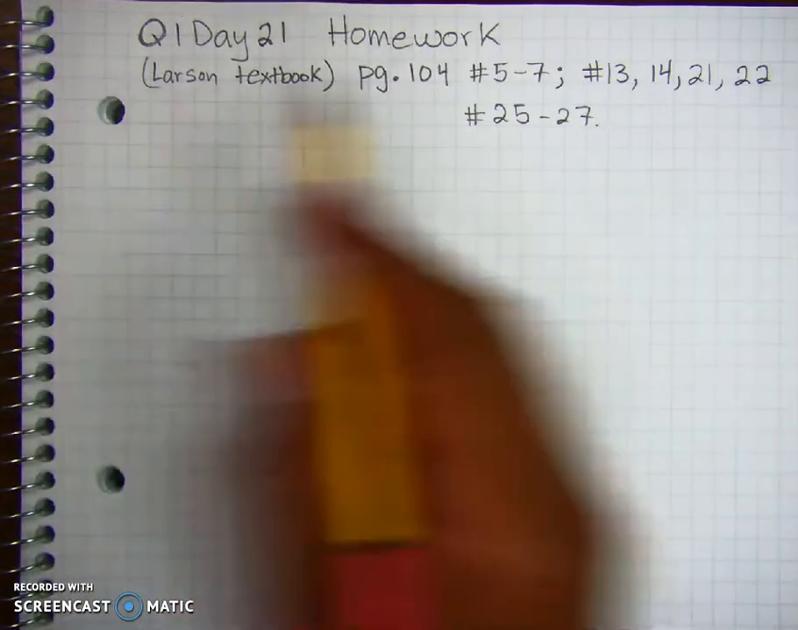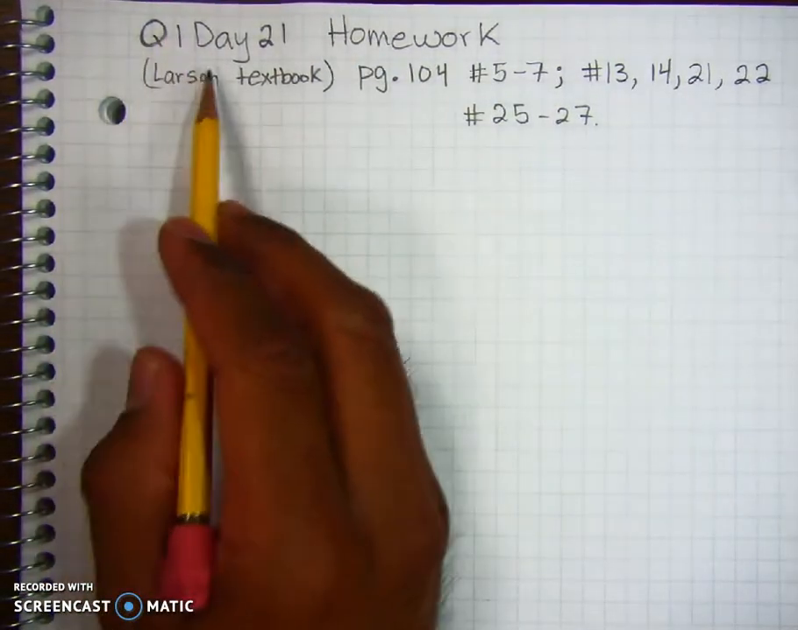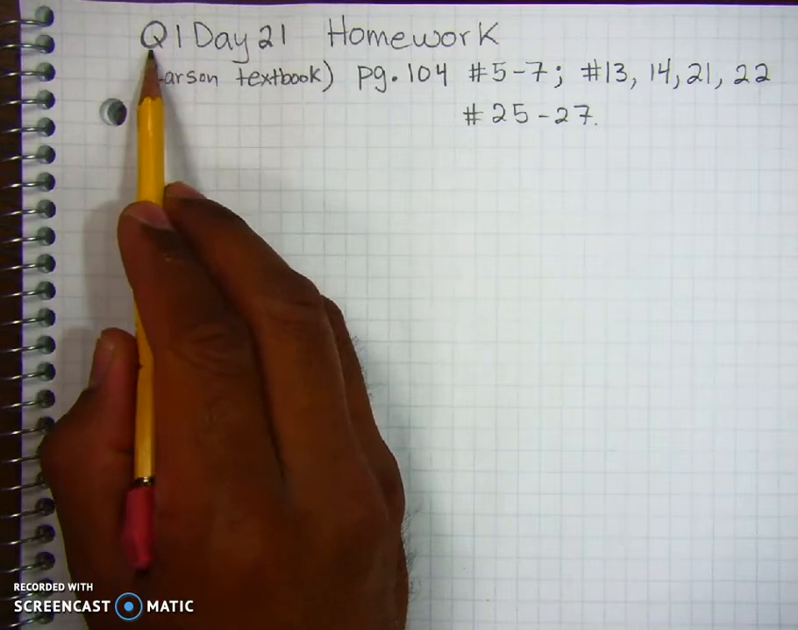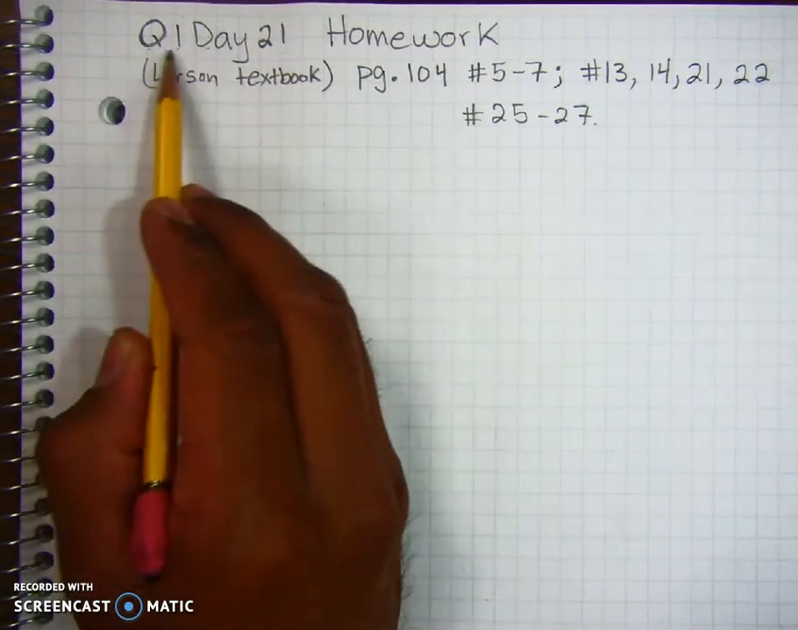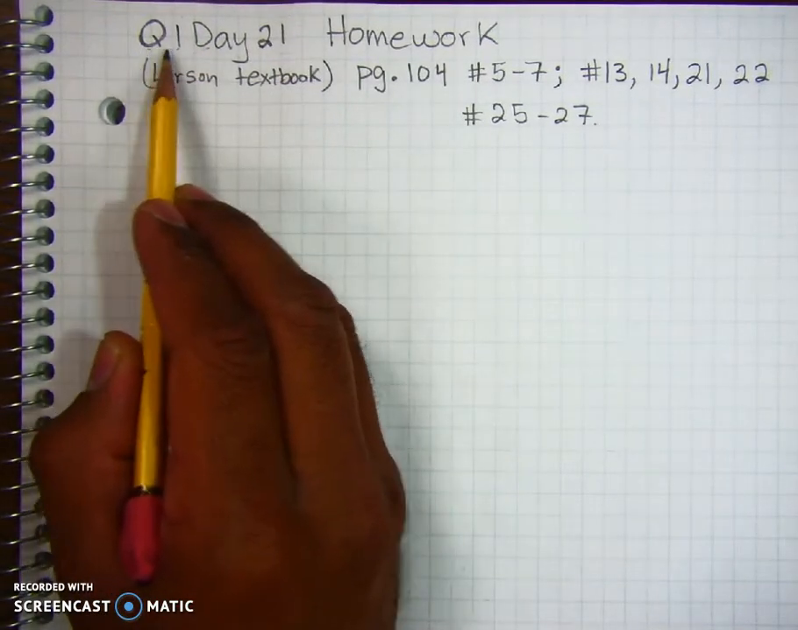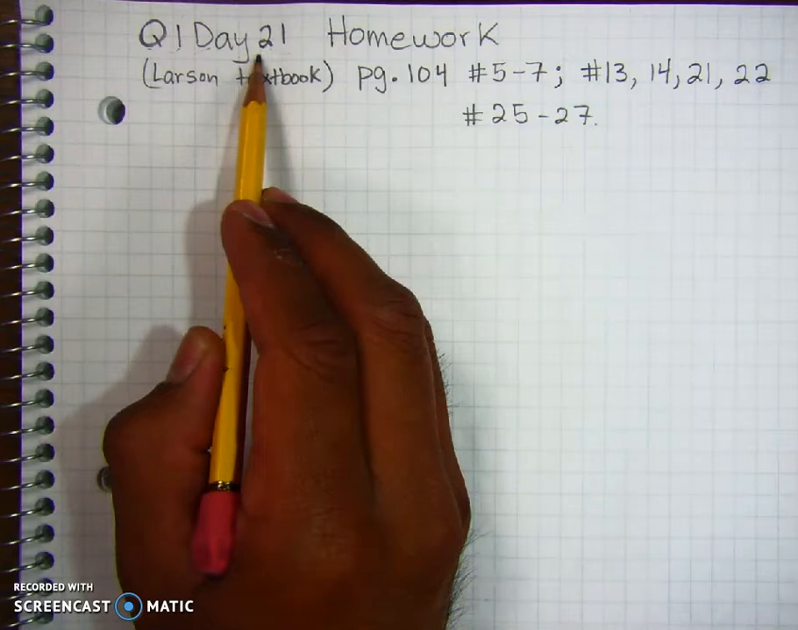So the way I want you to start is always have a heading, and the heading will have the page and the problem numbers that I've selected for the day. So do that right up top. This is how I want your heading labeled with Q1Day21. This pretty much tells me that it's quarter 1 and the 21st day of the quarter.